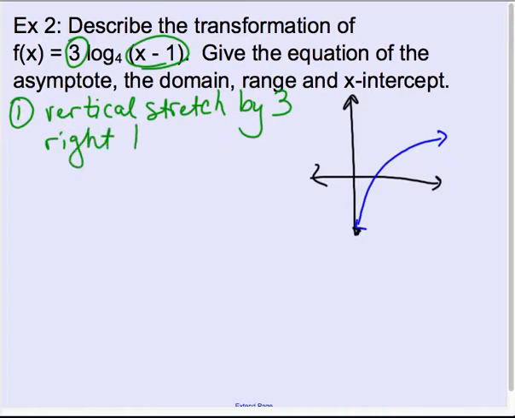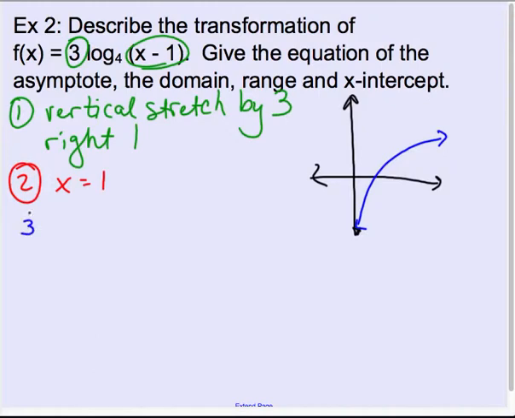All right, the next is the equation of the asymptote. So looking at our original log function, the asymptote is the y-axis, or x equals 0. The stretching doesn't change the asymptote, but shifting the graph right 1 will shift the asymptote right 1 as well, so it becomes x equals 1.